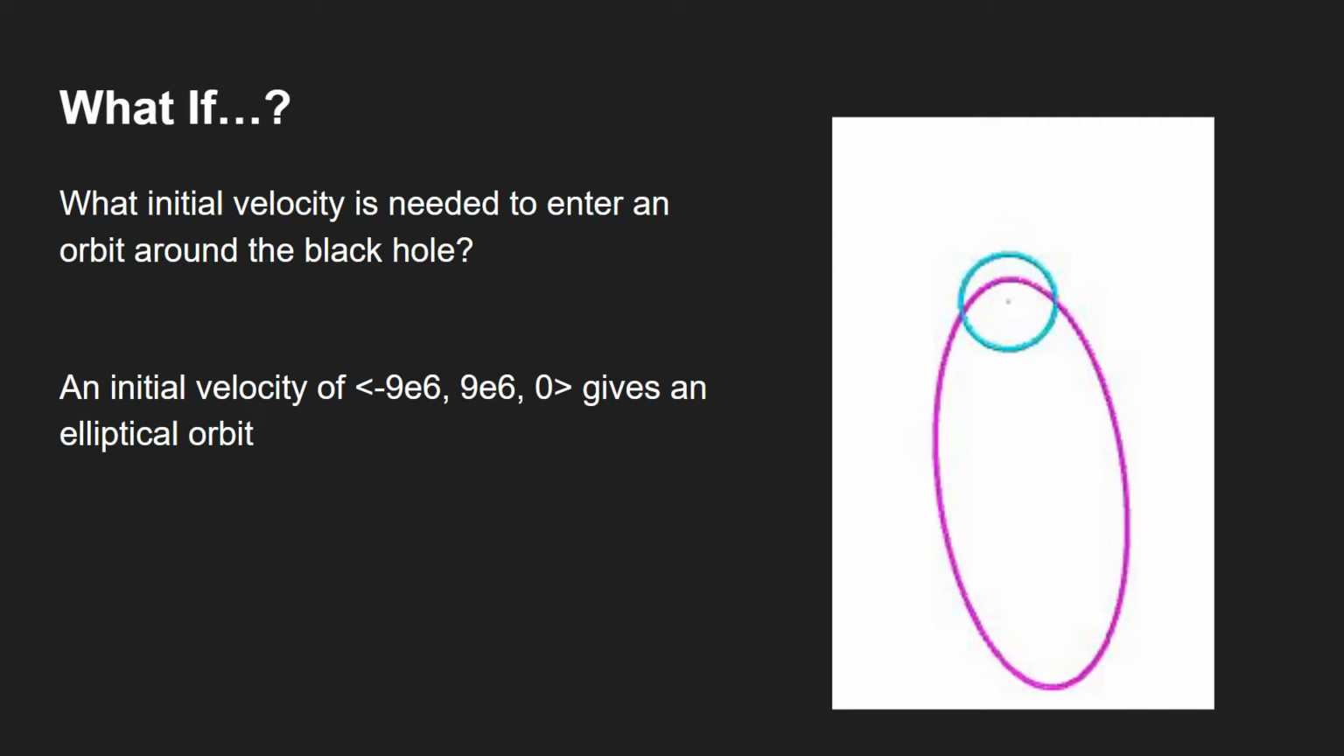Now, what if we actually did want to orbit the black hole? What initial velocity is needed to enter an orbit around the black hole? Now, I found that an initial velocity of negative 9 times 10 to the 6th for the x component, then 9 times 10 to the 6th for the y component, works to give it an elliptical orbit, and the same thing applies here. It's in the negative direction for the x component just so it can pass by the black hole still.